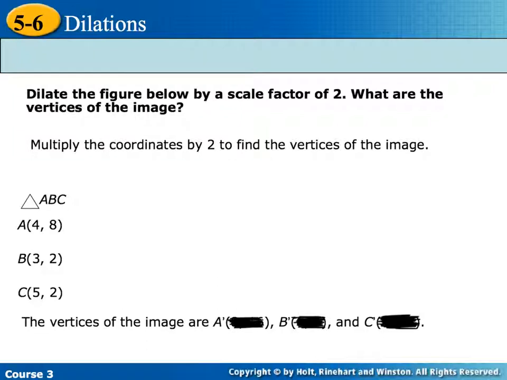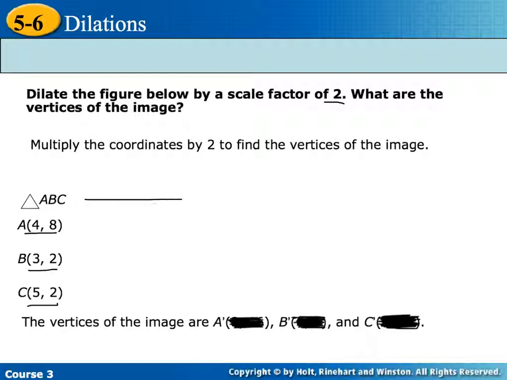All right, so now we're dilating the figure below by a scale factor of 2. Before, if I gave you the length of a side, what did you do with the scale factor? You multiplied it. Okay, now I have a scale factor of 2 and I'm given the points (4, 8), (3, 2), and (5, 2).